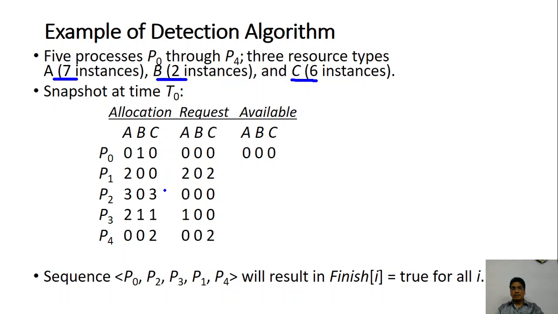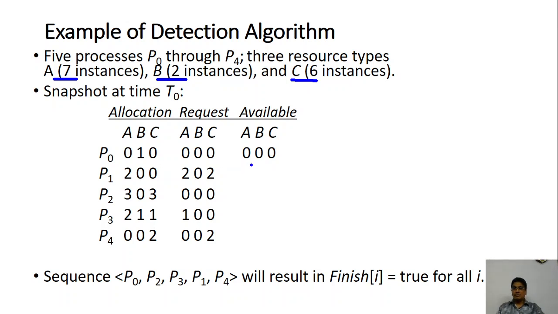6 were there, 3 are already given. For P3, 2 of A are given, 1 of B is given, and 1 of C is given. For P4, 0 A, 0 B, 2 C have been given. If you count all of these, they are already allocated. If you count all of them, how many are there? So 2 plus 3 plus 2, 7. 7 were there, 7 have been allocated.